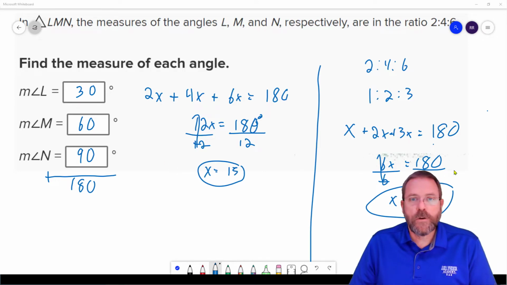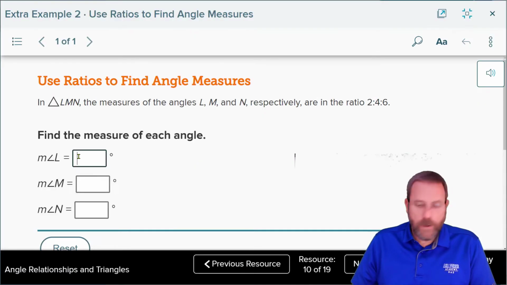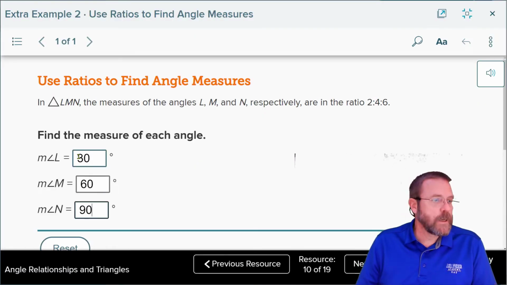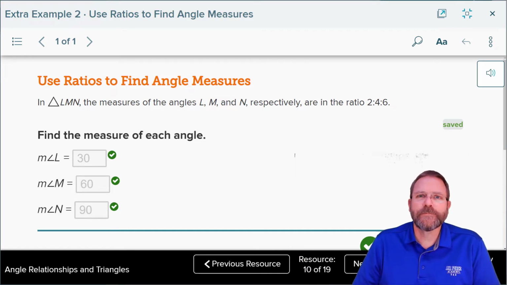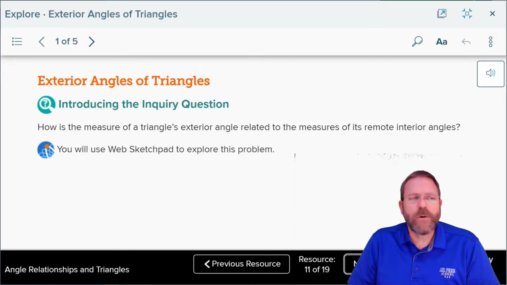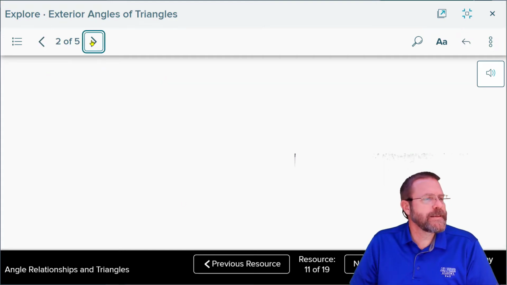Jump back over here to the textbook, where we're going to put in our numbers 30, 60, and 90. Hit check, and the answer checks. Nothing to it. Now we get a new inquiry question that says, how is the measure of the triangle's exterior angle related to the measures of its remote interior angles? Remote interior angles. That's some strange language there. Let's get into this one.